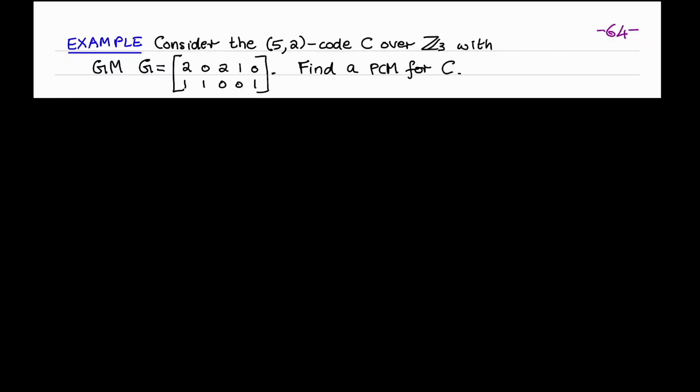Here is an example. Let's look at the (5,2) linear code C over the integers modulo 3. This code is defined by this 2x5 generator matrix over Z3. Note that the matrix has rank 2 because the last two columns of G are certainly linearly independent over Z3. Let's find a parity-check matrix for C. We'll first find a generator matrix for C in standard form, and this will be done by reducing G to reduced row echelon form.